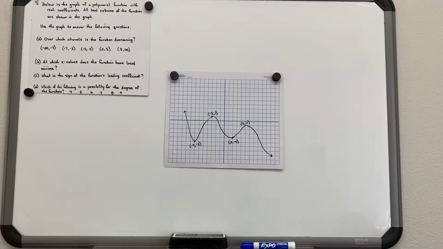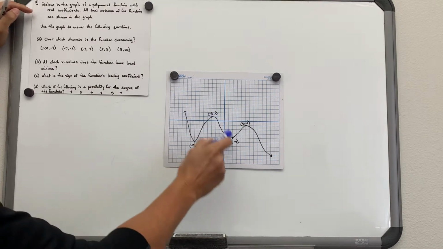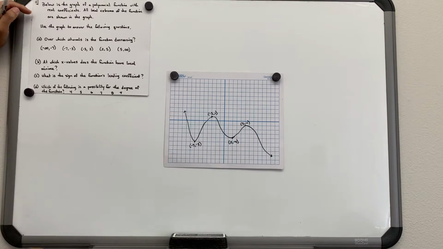This is the video for the test 2 review, questions 11 through 15. Question 11 says, below is the graph of a polynomial function. So you'll see that graph on Alex, or a graph similar to it. All local extrema of the function are shown in the graph. So they've put little X's wherever the extrema are for the picture. Use the graph to answer the following questions.